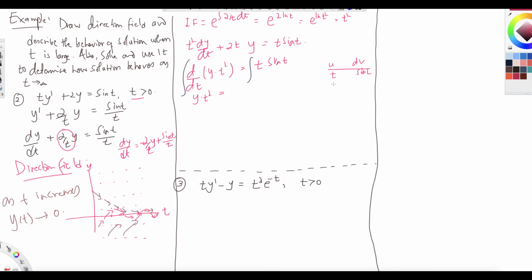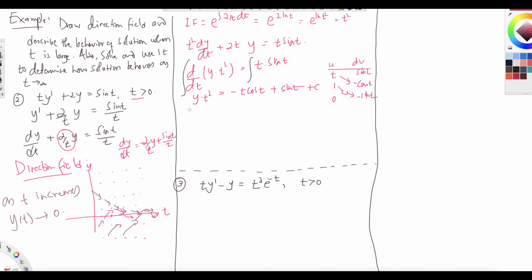So the derivative of t is 1, and the integral of sine t is negative cosine t, and then 0 and negative sine t. So you multiply: the first is a positive multiplication and the second is negative, so every alternate multiplication is negative. So you can write this as negative t cosine t, and then negative times negative will be positive sine t. Okay, and then when you integrate you get plus c there.